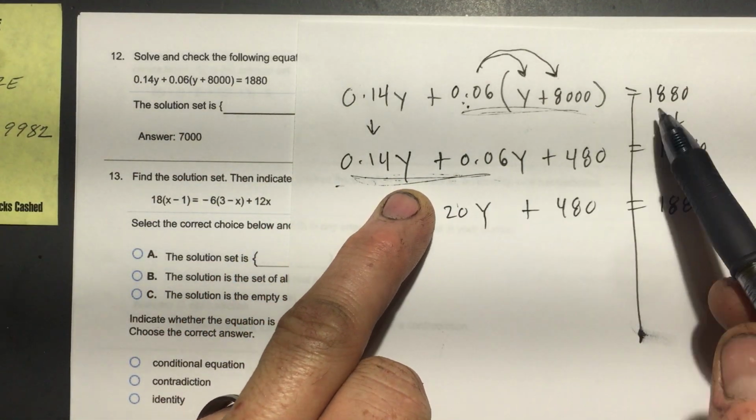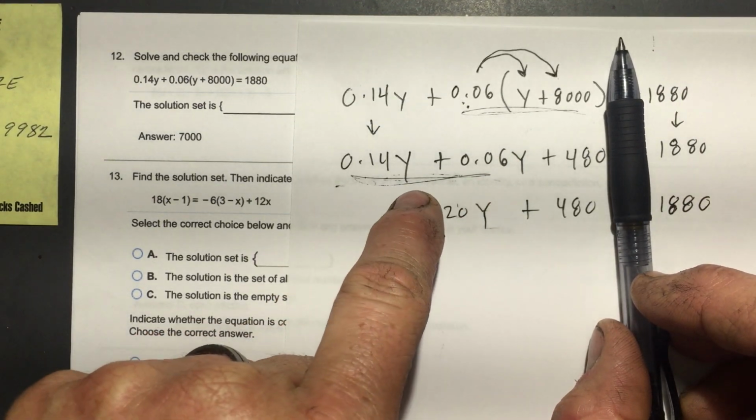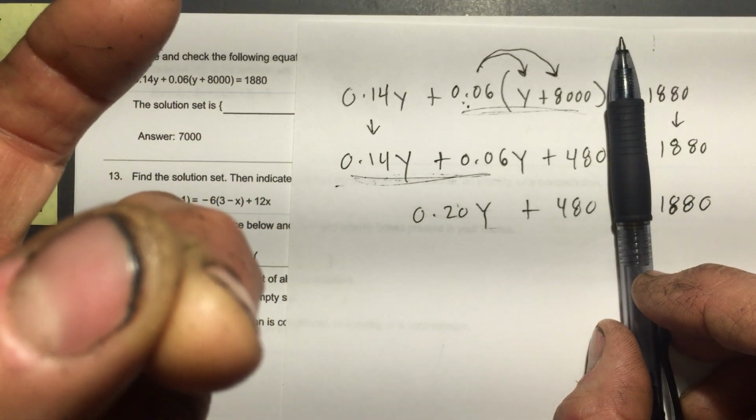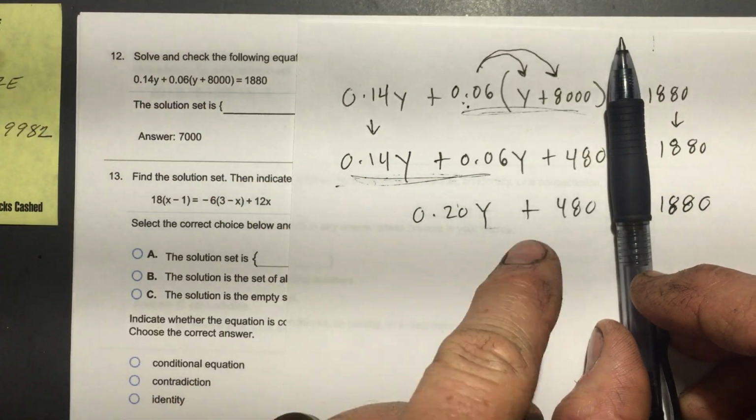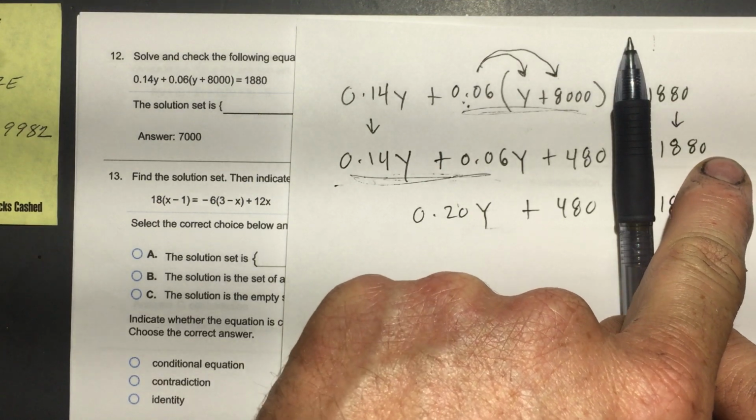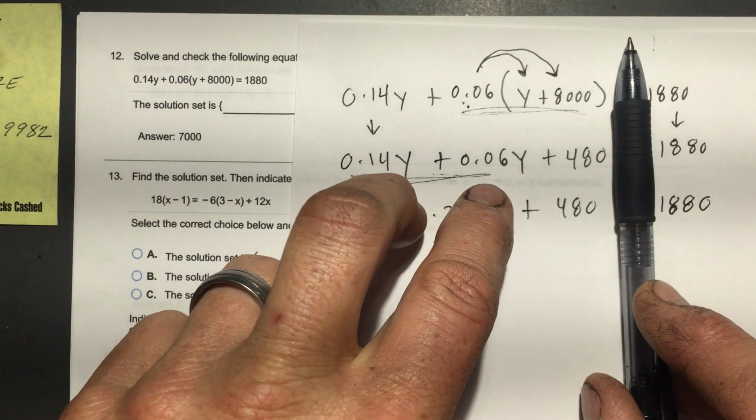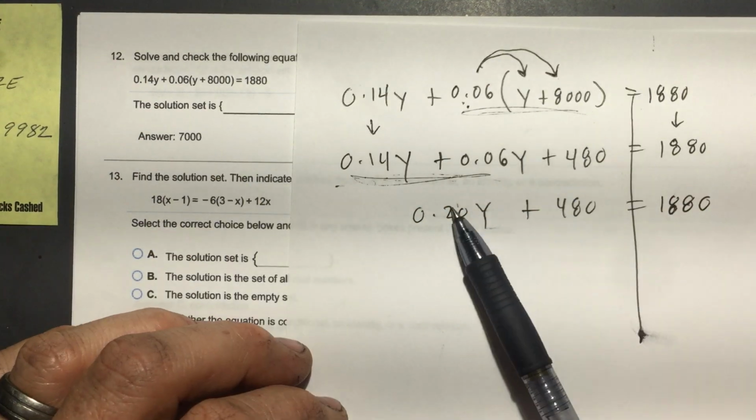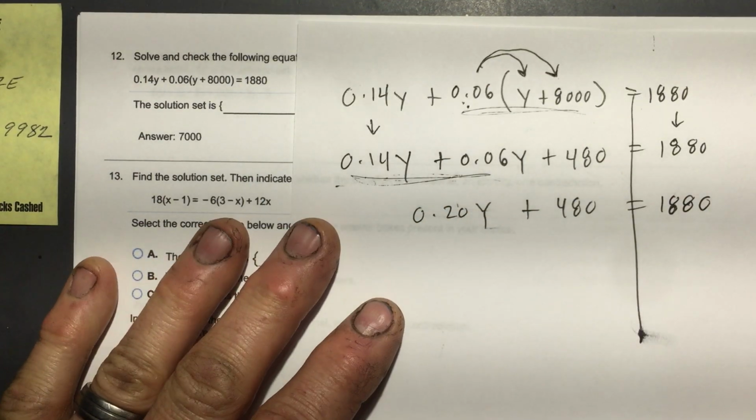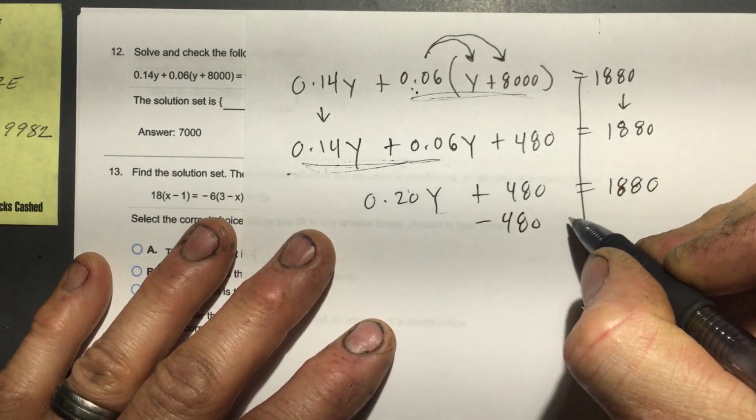See, these are on the same side. Here's my equals way over here, and these are on the same side, like terms, so we just add those together. We just do what it says. Now, if this was on the opposite side over here, then I would have to subtract on both sides, but they're right here on the same side, so I just do what it says, which is 0.20. And now this is an equation like we've been doing here. I'm going to subtract 480.